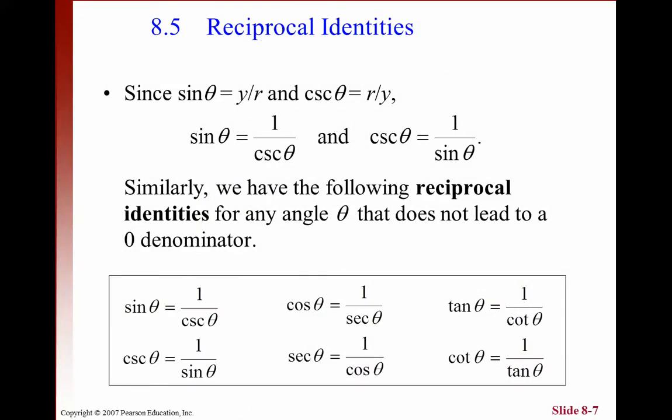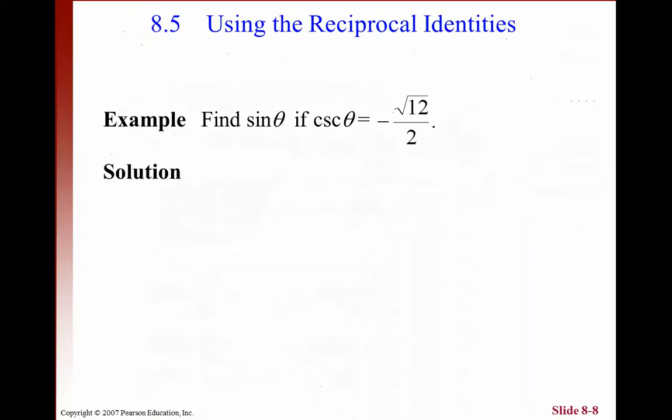And the reciprocal functions, we've already explored these. Sine and cosecant are reciprocals of each other. Cosine and secant are reciprocals of each other. And tangent and cotangent are reciprocals of each other. We've gone through these already.